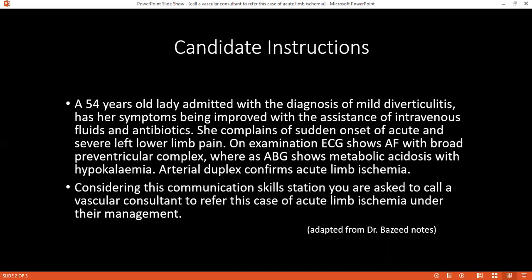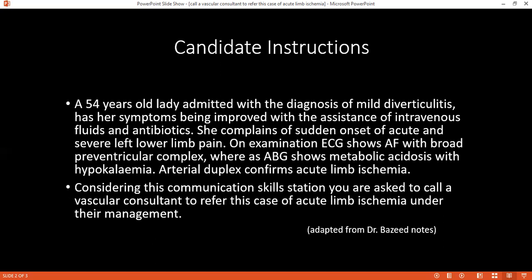On examination and investigation, there is metabolic acidosis with hypokalemia, and we also did a duplex scan. It showed that she has acute limb ischemia. Also, the ECG showed atrial fibrillation and broad ventricular complex. I'm calling to transfer this patient to your specialty care. Is that okay?